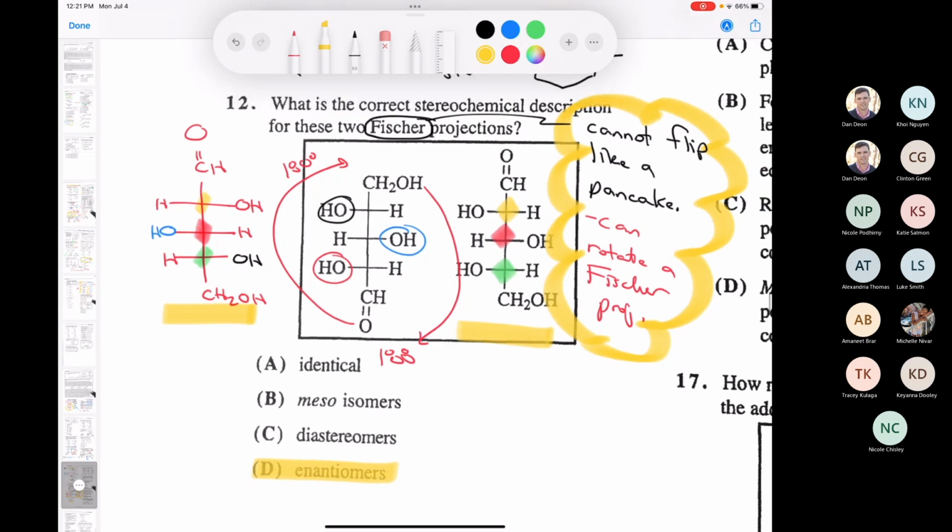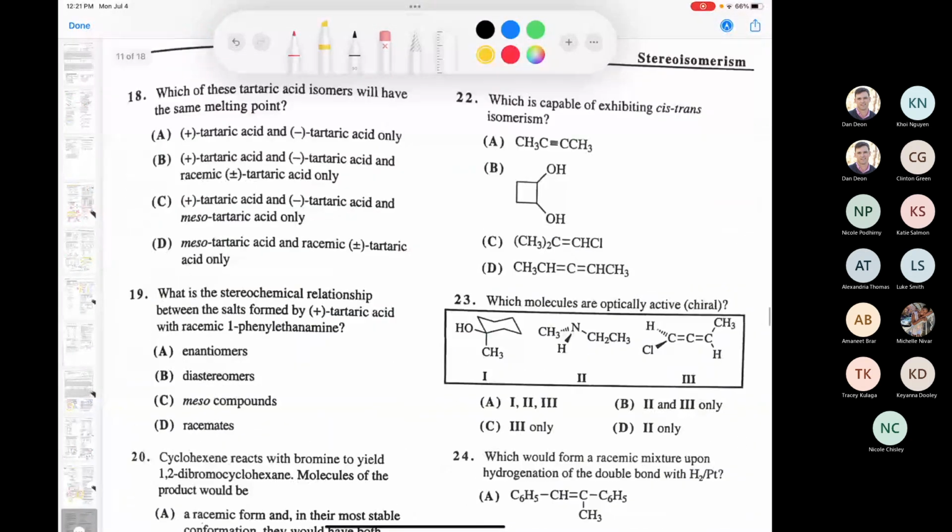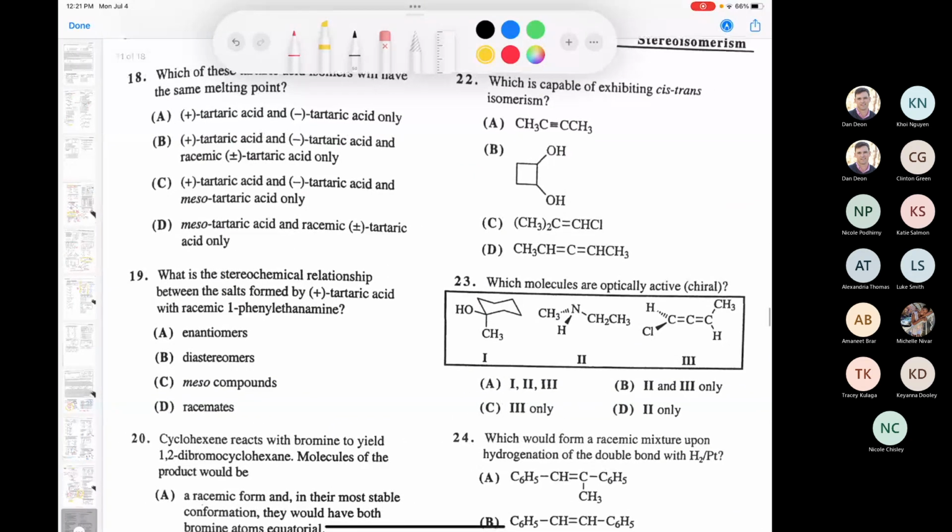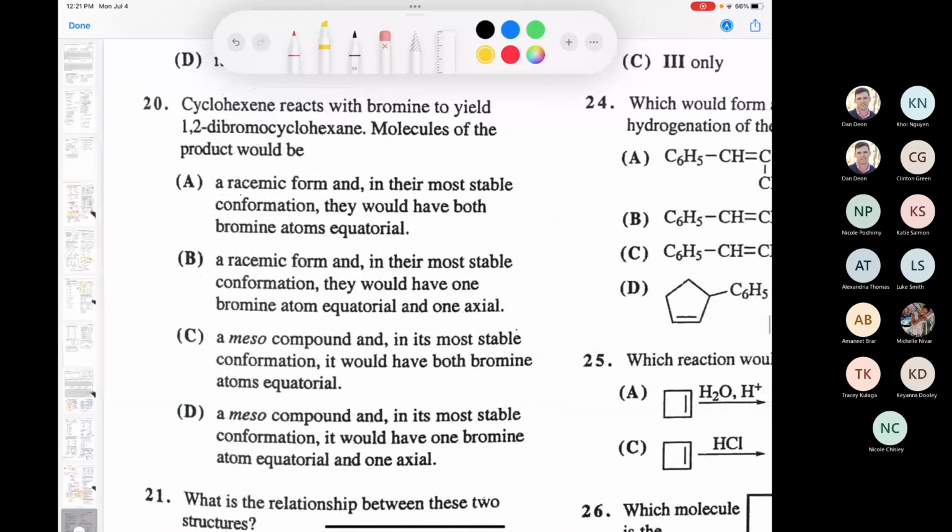Try another one. Really hammering on the stereochemistry here. Three more to go. Let's skip ahead to question 20. Oh boy, all text. And nothing but text. Okay, so let's read it here. Question 20.